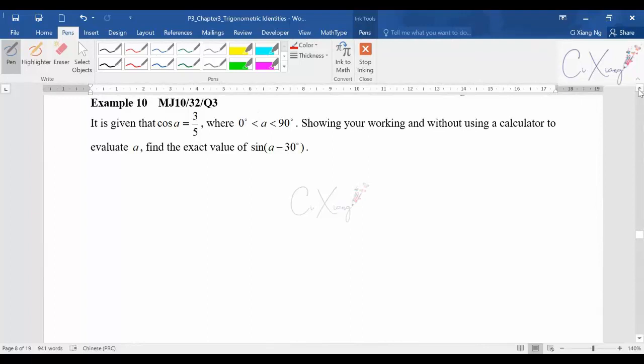If you look at example 10, it is a past question, May/June 2010, paper 3 question 3. They give you information here: cos A equals 3 over 5. Please take note of this part: it means that A is in the first quadrant. Show your working, and without using a calculator, find the exact value of sin(A minus B). Now they give you the value of cos A, which is 3 over 5. So you can use a triangle to help you. If this is A, cos A is 3 over 5, that means this is 3, this is 5, and this value is 4.